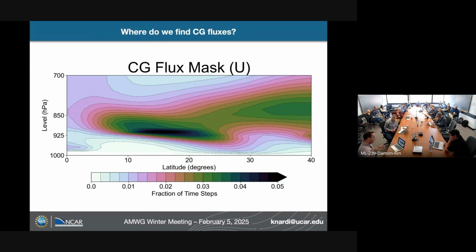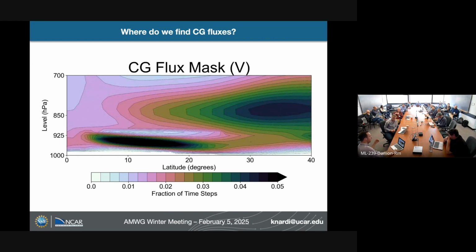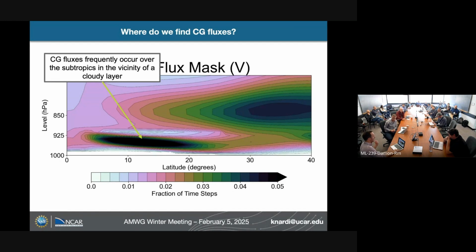So this flux mask is essentially showing at each point the probability that you are going to get a counter gradient flux in the U direction and also in the V direction. So what's noteworthy here is that we have a high incidence of counter gradient fluxes in the subtropics, generally between 10 and 20 degrees. And then we also have a high incidence of counter gradient fluxes over the mid-latitude storm track.